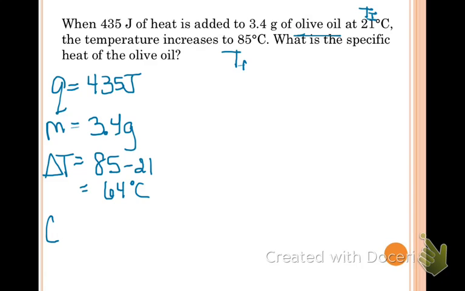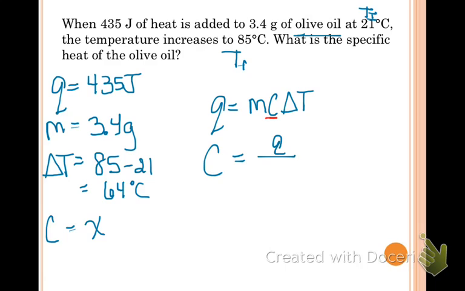In this case, our C is our unknown. So let's go ahead and take a look at the formula. We have Q is equal to MCAT, MC delta T. We want to solve for the C, so we have to get C all by itself. So rearrange your equation. When you do that, you should see C is equal to Q over M times delta T.